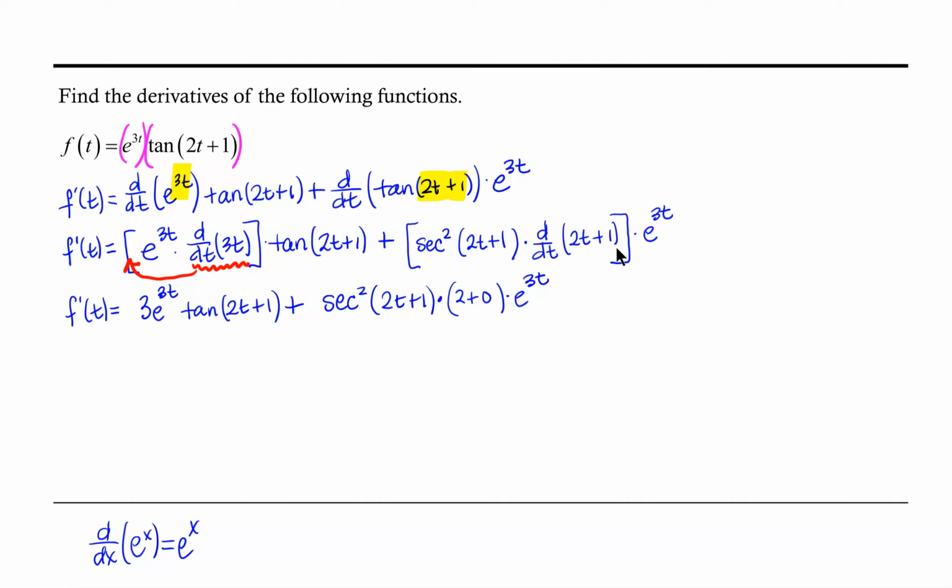So just cleaning up that second term just a little bit, f prime of t equals 3e to the 3t times tangent of 2t plus 1 plus, and then I'm going to go ahead and write this constant 2 first, more like a coefficient, and we have 2 secant squared of 2t plus 1 times e to the 3t.